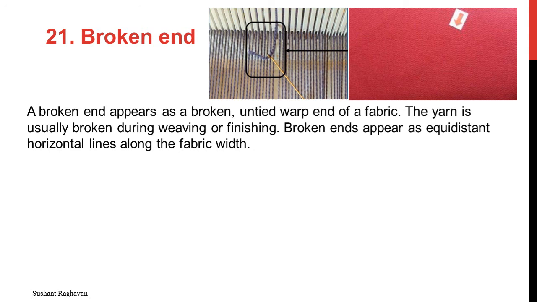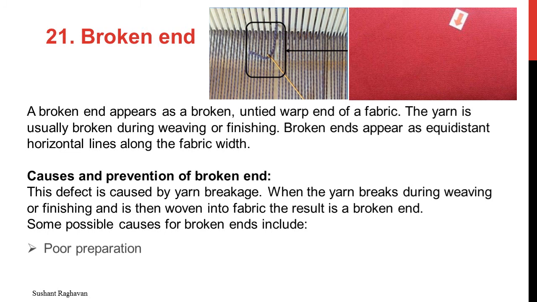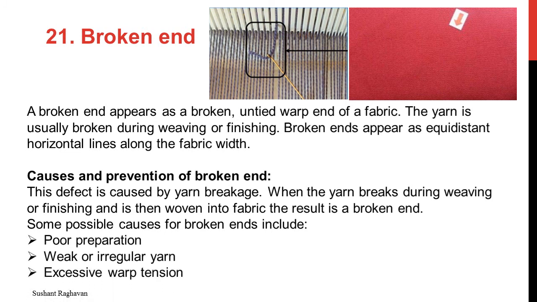Broken ends appear as equidistant horizontal lines along the fabric width. Causes and prevention of broken end. This defect is caused by yarn breakage. When the yarn breaks during weaving or finishing and is then woven into fabric, the result is a broken end. Some possible causes for broken ends include poor preparation, weak or irregular yarn, excessive warp tension.